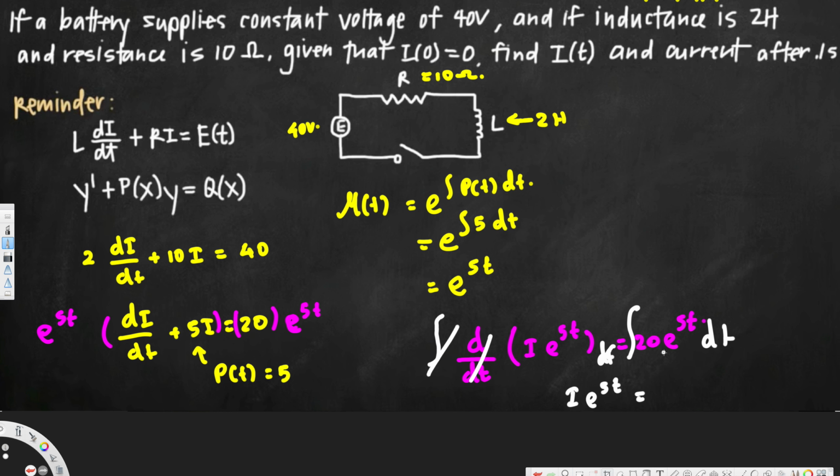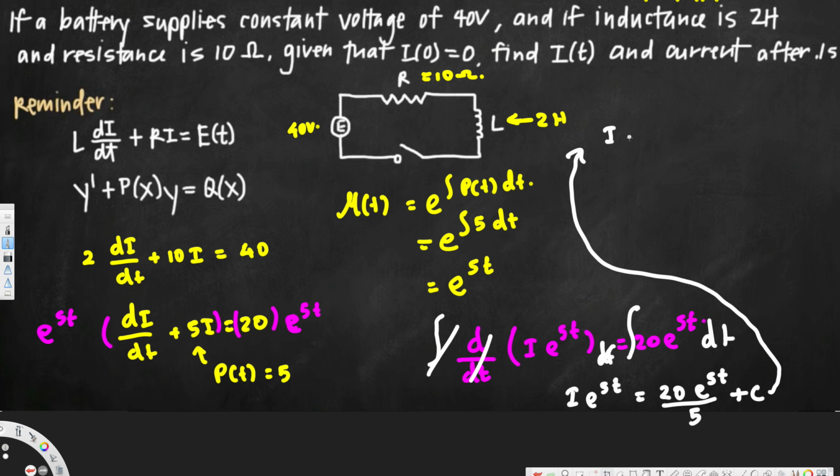is a constant, so it's not going to do anything, and e power 5t is going to remain the same, but we have to divide this one by the derivative on top. So the derivative of 5t is going to be 5, so we have to divide this one by 5, and also we have to add a constant. Now we are almost there. Let's simplify this one. I times e power 5t is equal to 4 e power 5t plus constant.